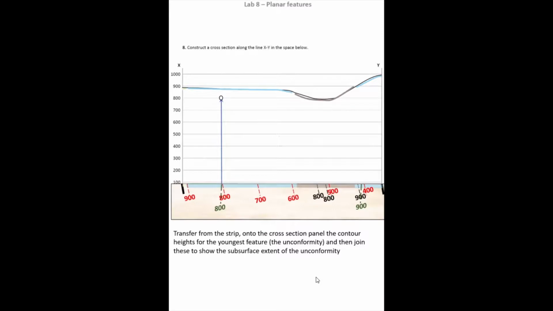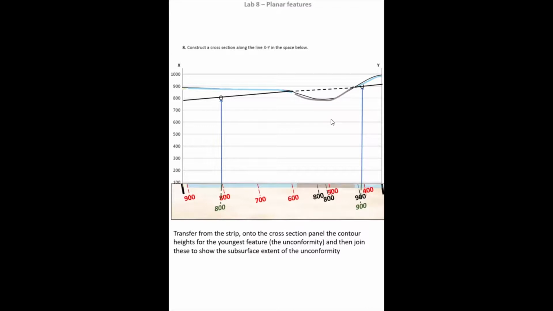So I go across from where I've crossed the 800 meter for the structural contour for the unconformity, and I plot that at 800. I do the same for the one at 900. I join them together and interpret where they go prior to modern day erosion, and I've produced my cross-section line for the unconformity.